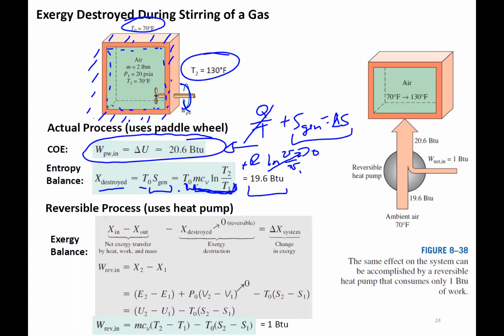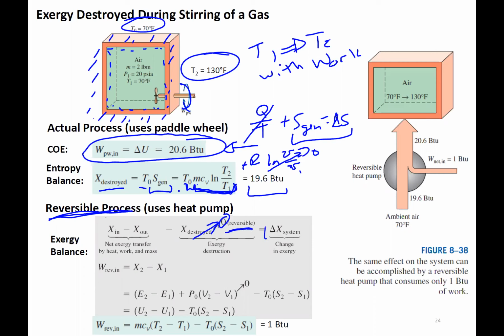So 19.6 is a wasted work potential. If we looked at it a different way, what would be the reversible process for raising this temperature? Again, we're going from T1 to T2 with work. Now if we were to do this process reversibly, this is more an exercise in what it could be. We're not doing the paddle wheel method, we're doing it differently, but reversibly, so that makes X destroyed 0.